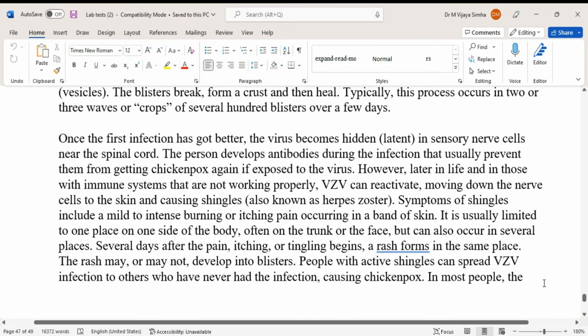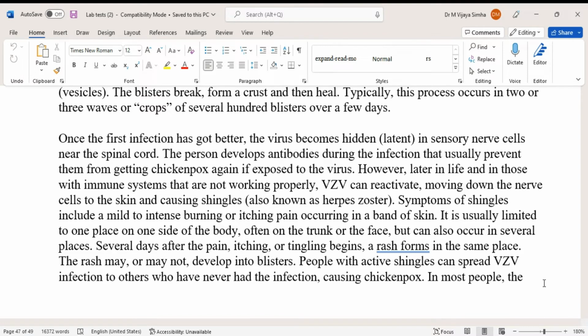Once the first infection has got better, the virus becomes hidden in nerve cells near the spinal cord. The person develops antibodies during the infection that usually prevent them from getting chickenpox again if exposed to the virus. However, later in life and in those with immune systems that are not working properly, VZV can reactivate, moving down the nerve cells to the skin and causing shingles, also known as herpes zoster.